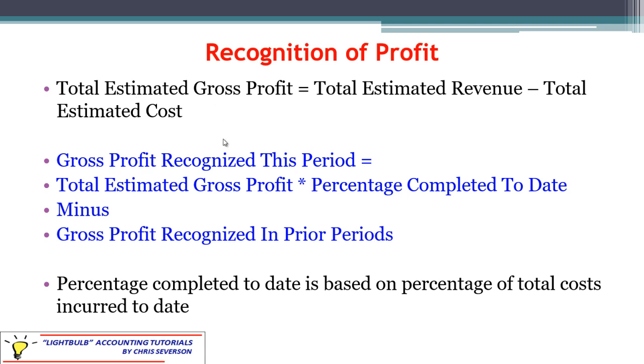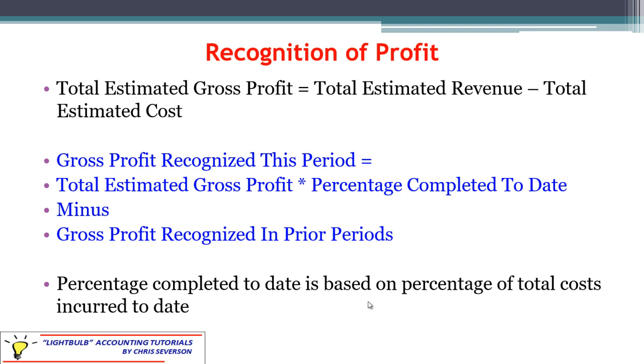So the question is, how much gross profit are we going to recognize this period? The way we do that is we take that total estimated gross profit from up above and we multiply it by the percentage of completion to date, the percentage of the project that has been completed to date. That tells us up to this point how much gross profit we should have recorded. Let's say we're in year 2 or 3 of this project. Up to the end of this year, how much gross profit should we have reported? But we have to subtract out the profit we've already recognized in previous periods because obviously that's already been recognized. We can't recognize it again.